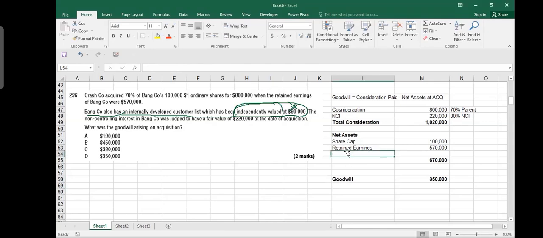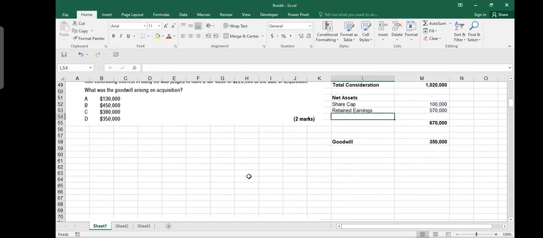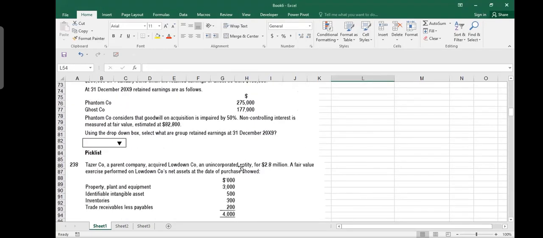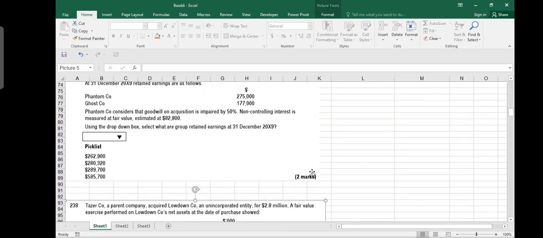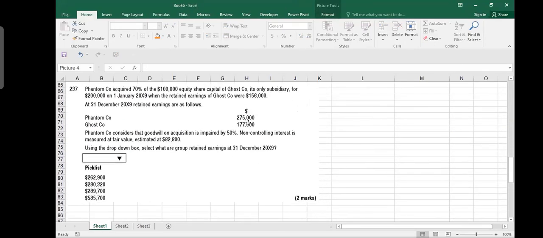Yes, if they had told you in the question that it was not included, and you have to take a decision whether to include it or not, then based on the sentence which says independently valued, you should be including it. But if they do not use the words independently valued, then you cannot. So this was actually the trick. Okay, so it should be 350,000. It was simple, but I just made it complicated. We do 237. If we do 237, yeah, this one.